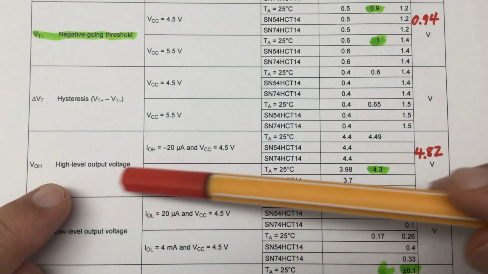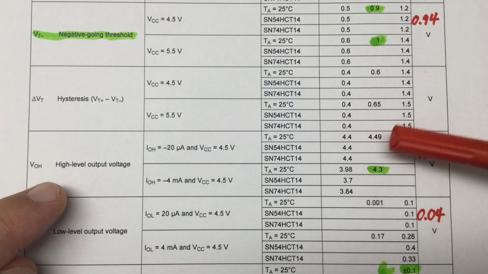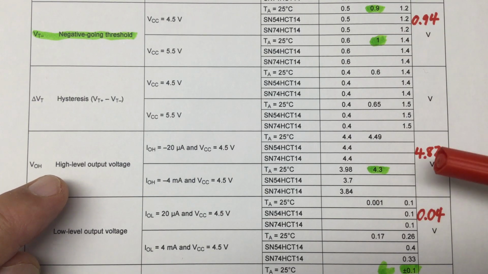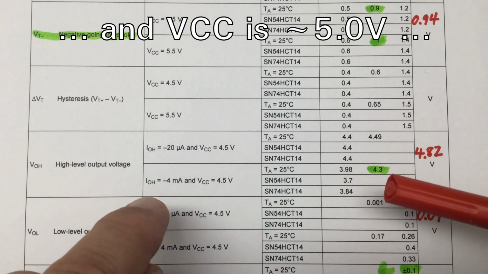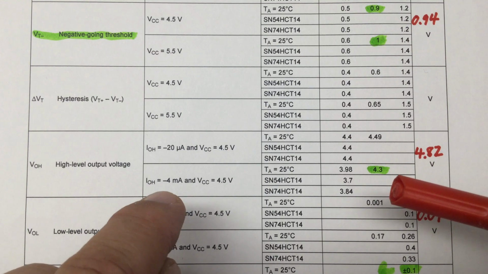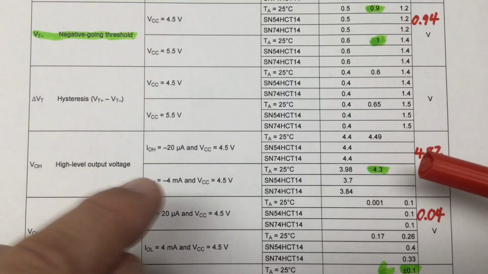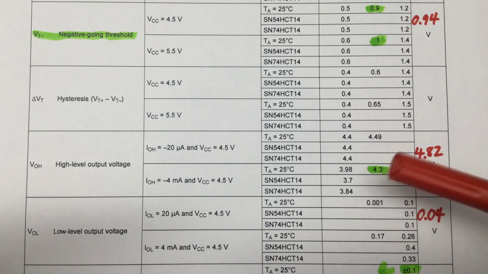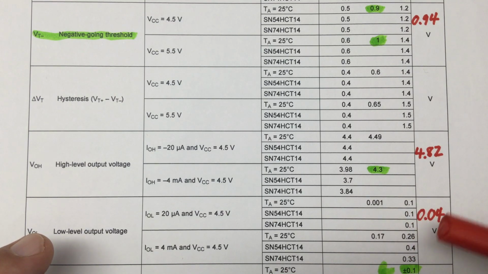Now, the high-level output voltage should be between 4.3 volts and 4.49 volts, typical, and we measured 4.82. Well, we don't put a lot of load at the output. These 4.3 volts are for an output current of minus 4 milliamps and 4.5 volts. So, we're golden here too. And the same is true for the low-level output voltage, which should be somewhere typical between 0.17 and 0.0001 volts, and we measured 0.04 volts.